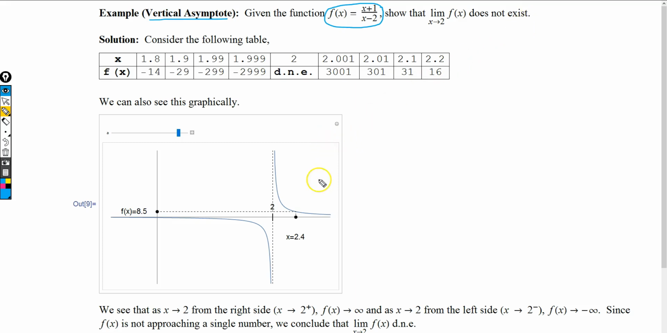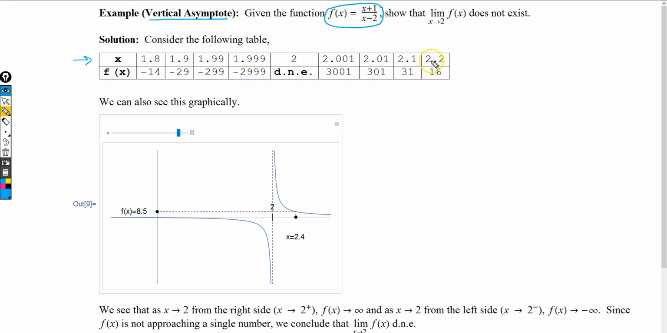So here we have a table with x values approaching 2 from the left and from the right. And notice what the function values are doing. As x approaches 2 from the left side, these function values are getting infinitely large in the negative sense.